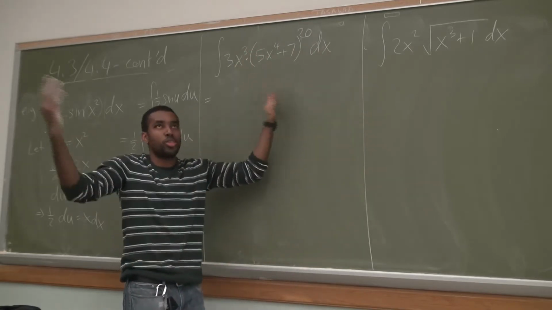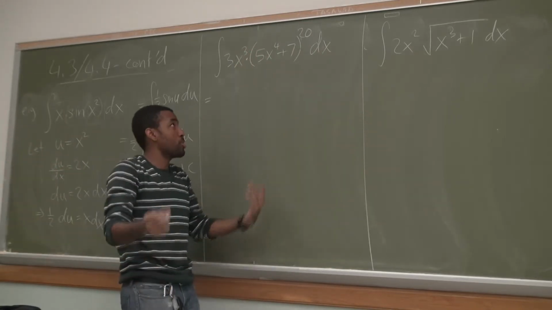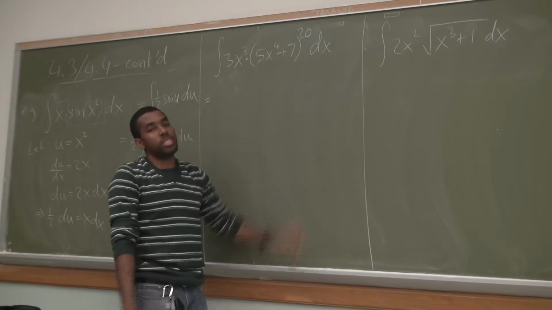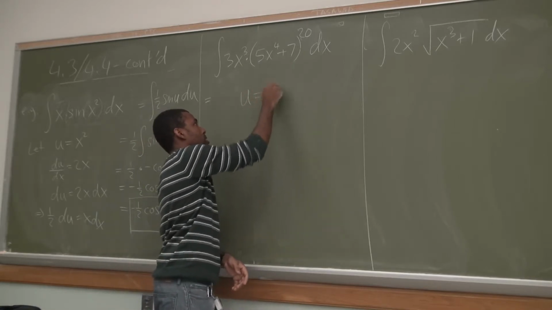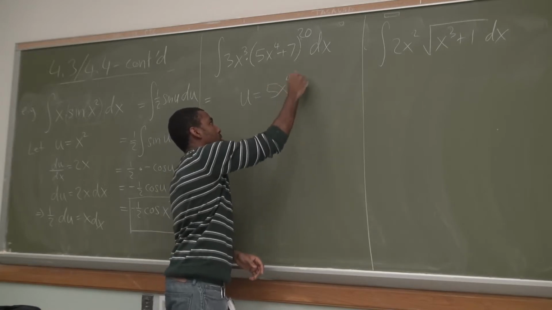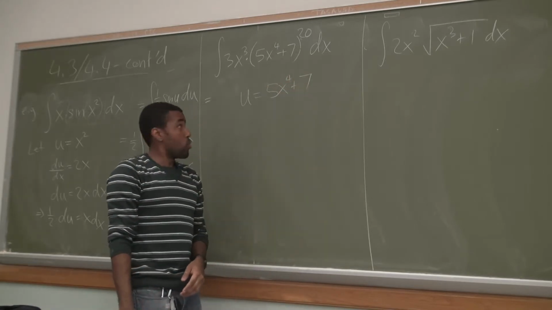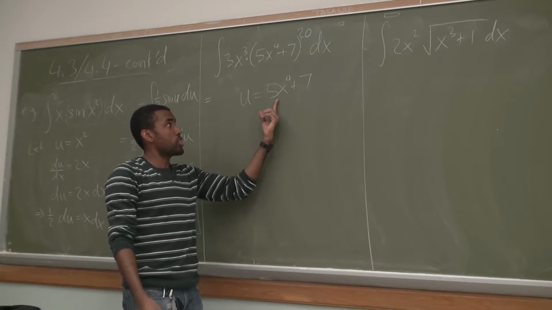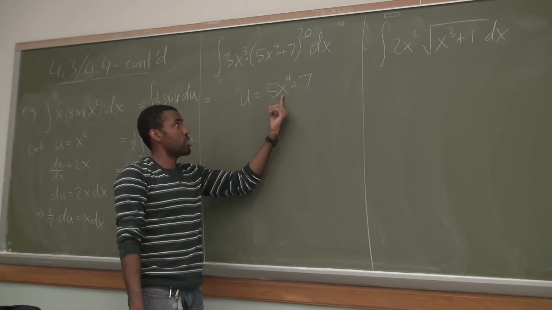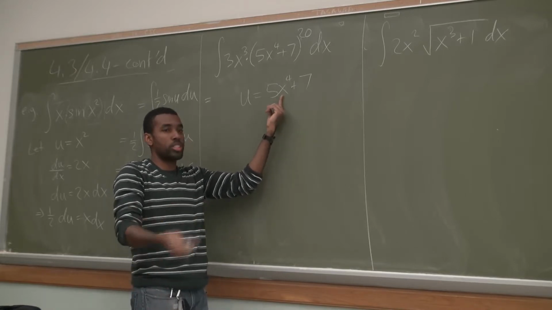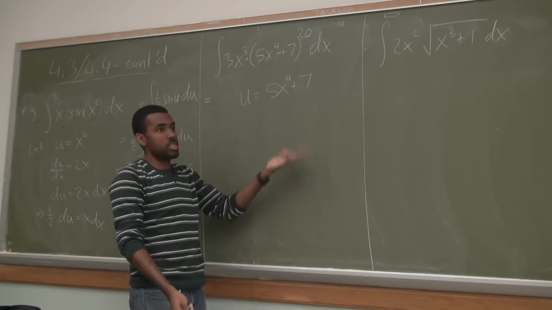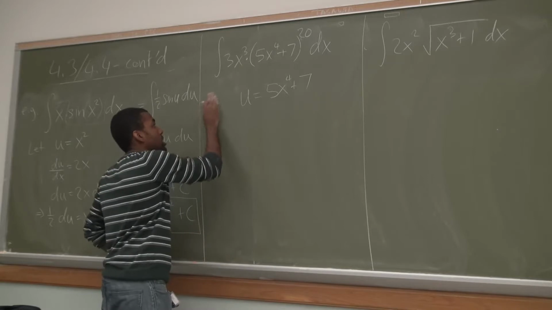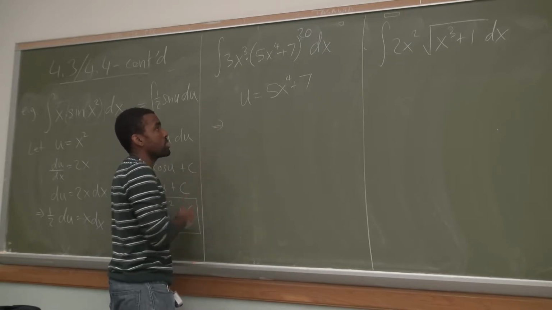If it was just x to the 20th power, it would be nice. So I'm like, wouldn't it be nice if that was a single variable? How about we make it a single variable? U equals this. Now remember, whatever I choose, I have to make sure its derivative is somewhere else in the function. The derivative of x to the 4th is going to be 4x cubed, and I see there's an x cubed here. It doesn't matter if the constant is off, I can always divide them out. So I say u equals 5x to the 4th plus 7.